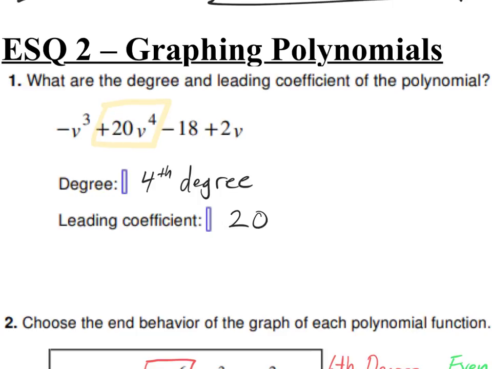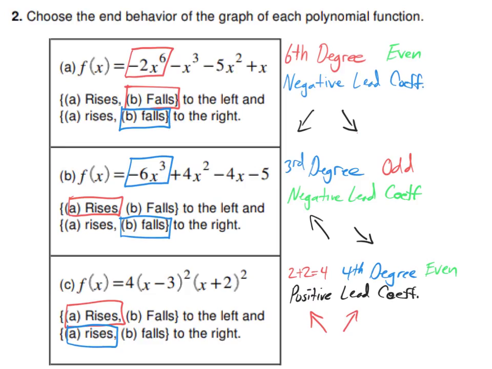Now, it's going to be important for other problems to notice that negative or positive as well. So if that was a minus 20, you need to put a negative 20 here as your lead coefficient, because that negative and positive are important for other problems. So for this problem, we want to choose the end behavior that fits it.